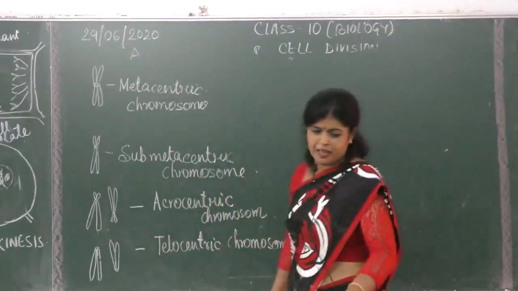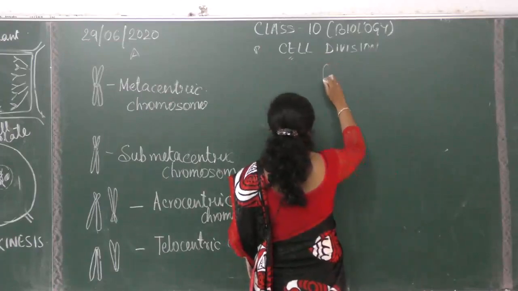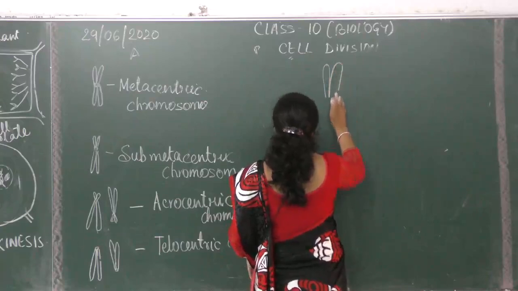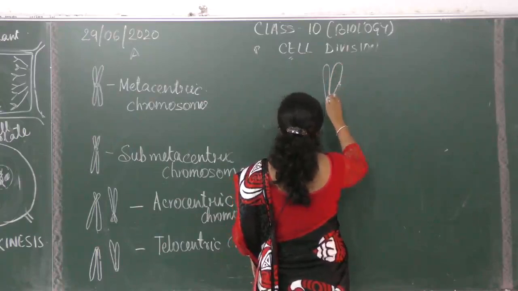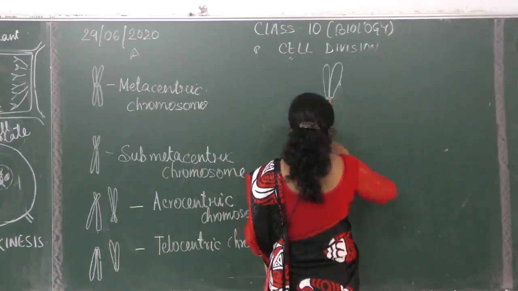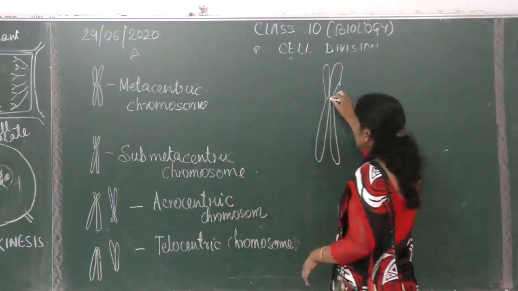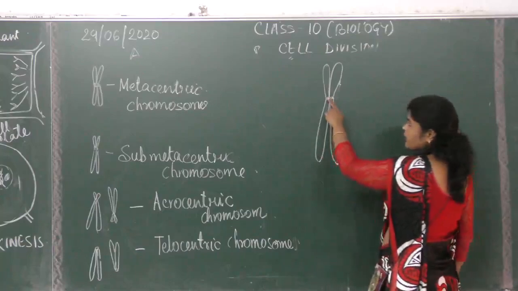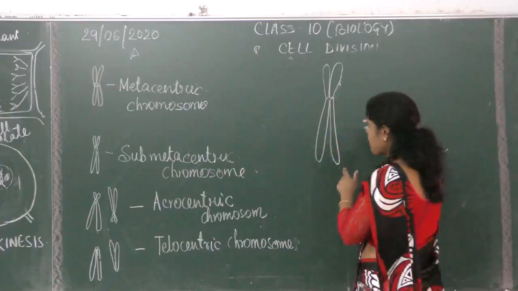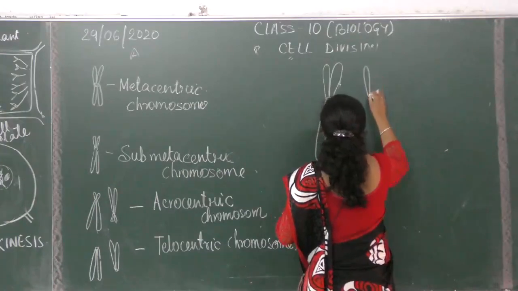Now, homologous pair of chromosome. If I take a chromosome, suppose I am talking about a submetacentric chromosome. What is the meaning? One arm of the chromatid is slightly longer than the other. What is the reason? The centromere is located slightly away from the center.